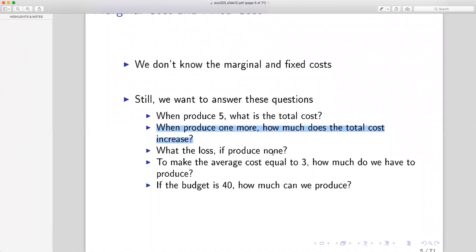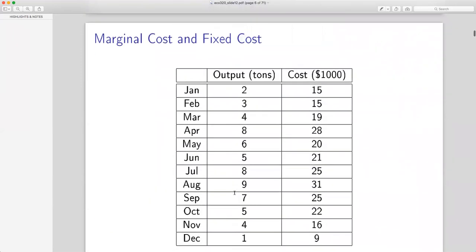What is the loss if you produce none? So that is basically fixed cost because you are producing nothing. Your loss equals basically fixed cost. To make average cost equal 3, how many should you produce? If a budget is 40, what is the amount you are producing?